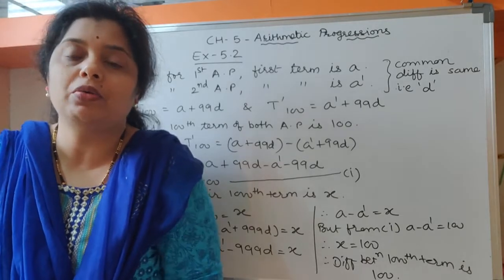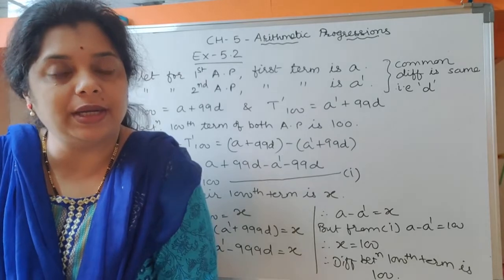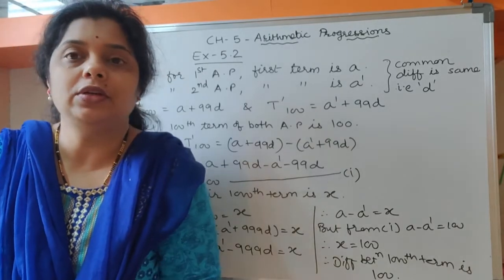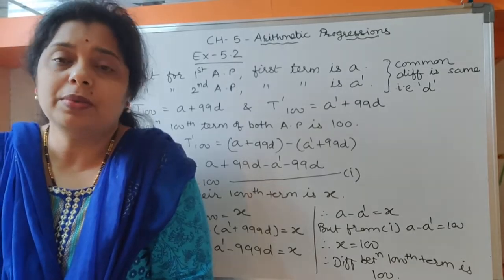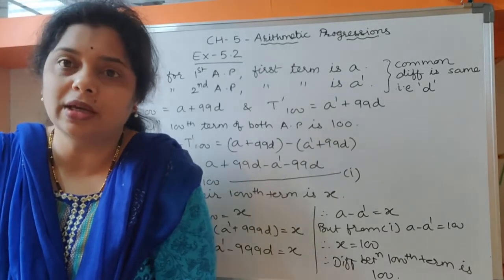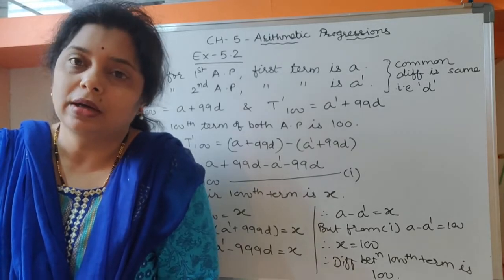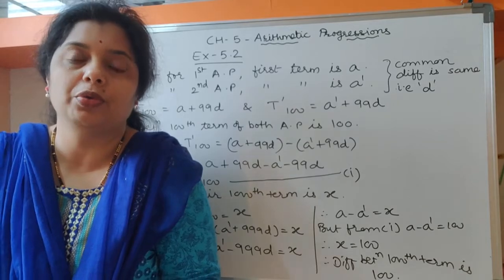So, if you want to find out 21 term, so A21 is equal to A plus 20D. Like that we used to calculate the sum, A plus 20D or A20 plus D also you can use. Both formulas are right. You will get the same answer by using both formulas.